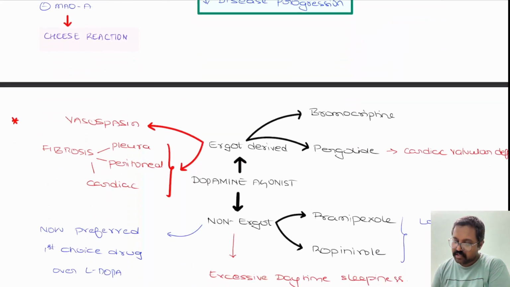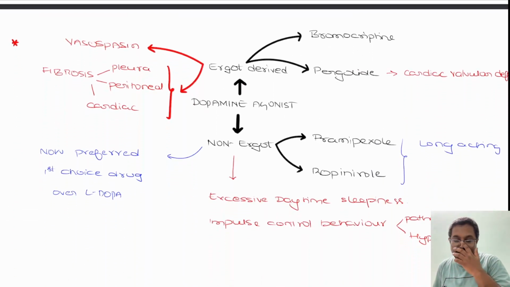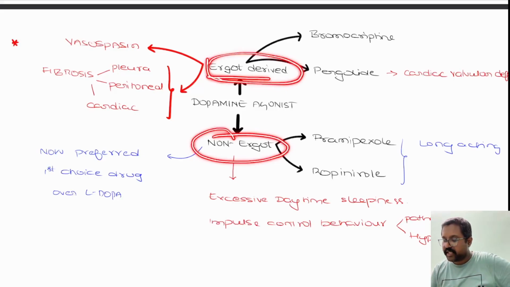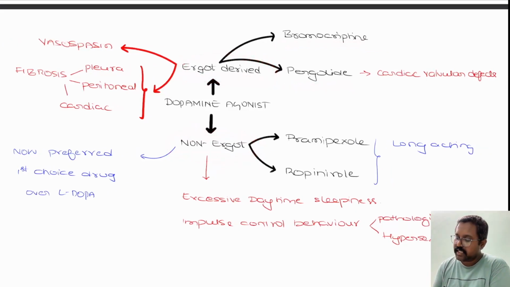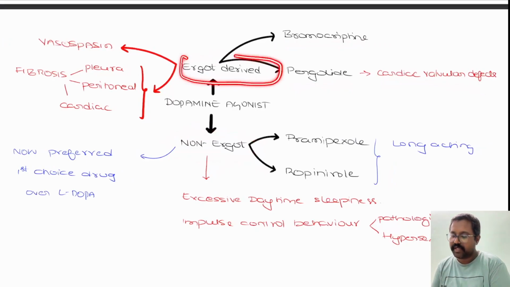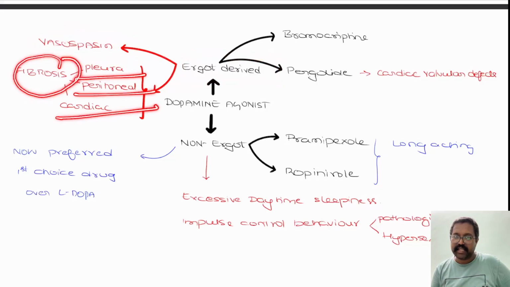So next, coming to the dopamine agonists, which are used for the treatment of Parkinsonism. In case of dopamine agonists, we have ergot derivatives and non-ergot derivatives. Coming to the ergot derivatives, we have bromocriptine and pergolide, but pergolide is having cardiovascular defects. Whenever we talk about the ergot alkaloids, they are responsible for vasoconstriction and vasospasm, and also responsible for fibrosis: pleural fibrosis, peritoneal fibrosis, and cardiac fibrosis.